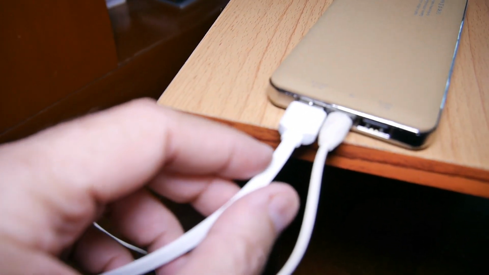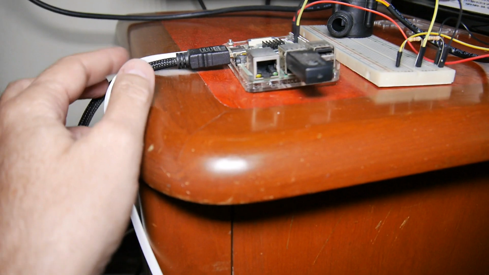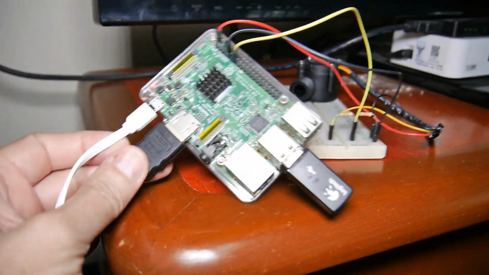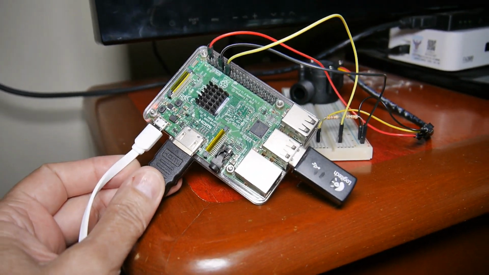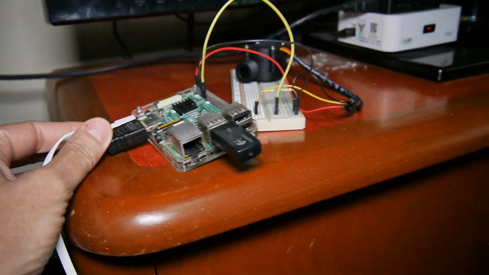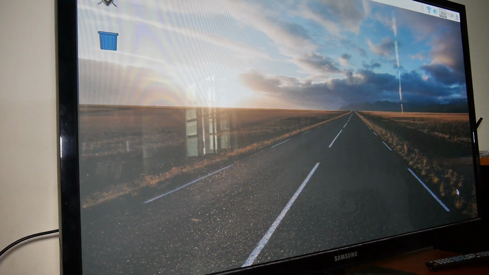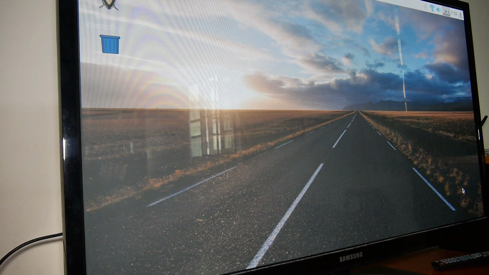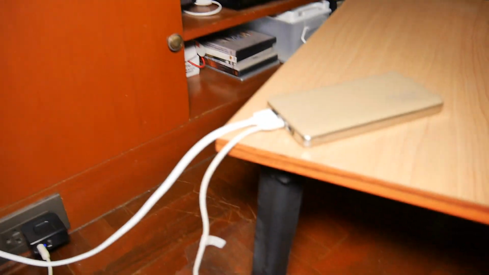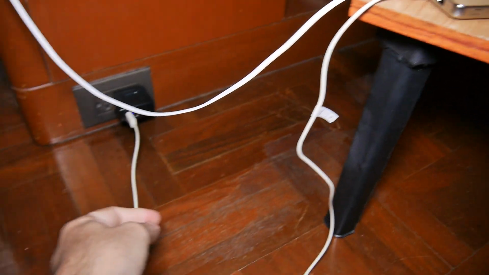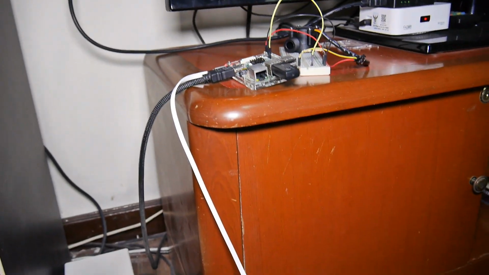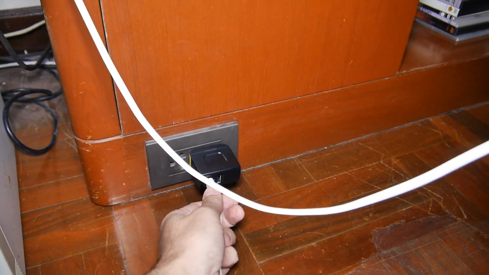Okay, the other wire goes over here, and it just connects to the Pi. So, pretty simple, eh? Well, let's give it a test. There is our Raspberry Pi on the screen. Here's our battery pack. It's connected to the wall, connected to the Pi. So let's just yank the cord out of the wall.